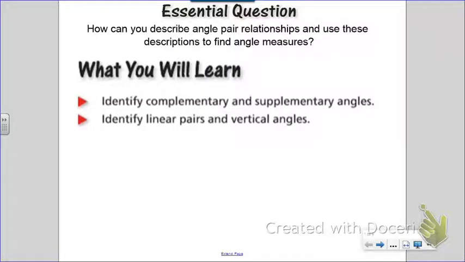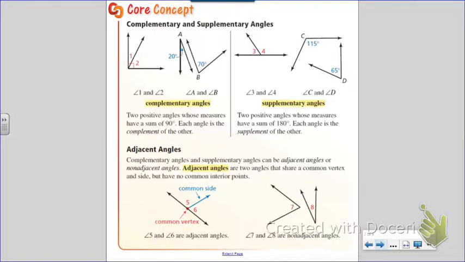Today's lesson is on identifying complementary and supplementary angles, as well as identifying linear pairs and vertical angles. Complementary angles are two angles with a sum of 90 degrees. Each angle is the complement of the other angle. Supplementary angles are two angles whose measures have a sum of 180 degrees. Each angle is the supplement of the other angle.